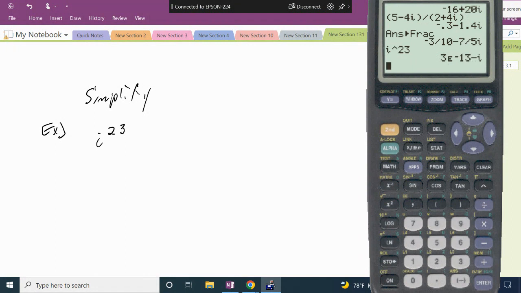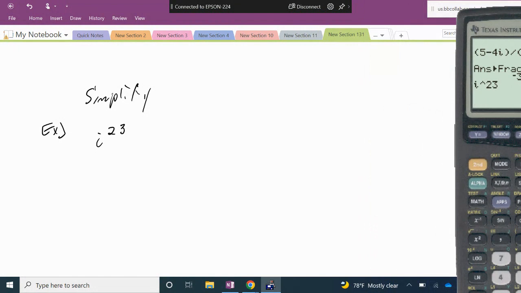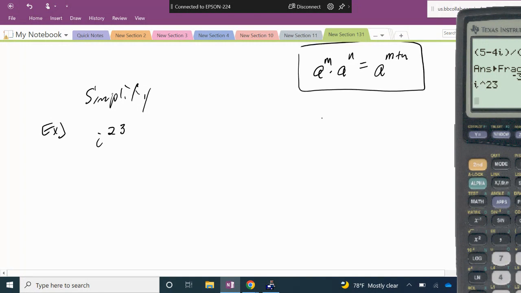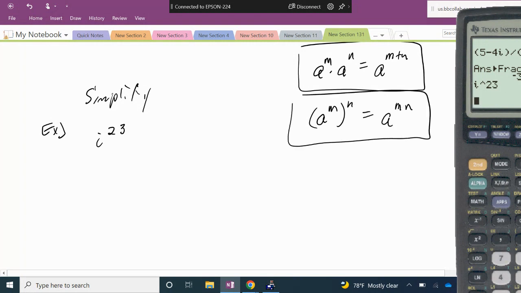All right. So these are about the only things that you can actually do on the calculator. So we have to simplify these by hand. We're asked to simplify i to the 23rd power. We're going to have to keep in mind a couple of rules for exponents. This is the first one: a to the m times a to the n is a to the m plus n. And a to the m, raised to the power of n, is a to the m times n.